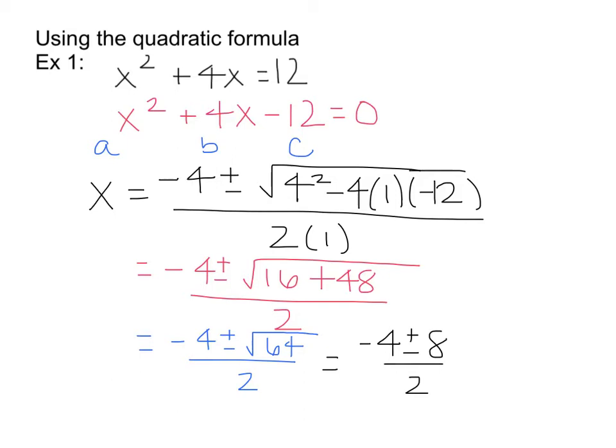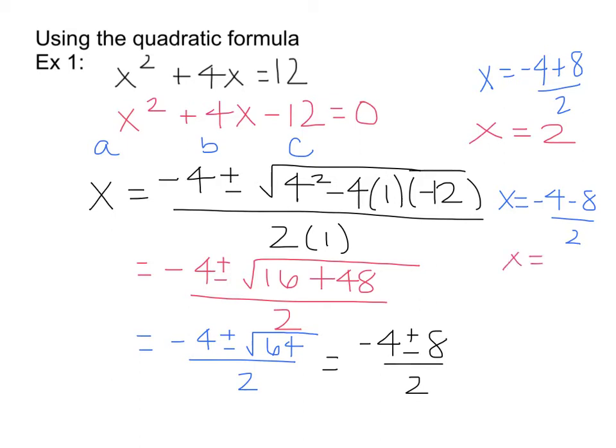And now I need to find out what my two answers are. So my first x is going to be negative 4 plus 8 divided by 2. My second answer is going to be negative 4 minus 8 divided by 2. So negative 4 plus 8 gives me 4, and 4 divided by 2 gives me that x equals positive 2. And then negative 4 minus 8 gives me negative 12. Divide by 2 and you get negative 6. So your two answers are x equals 2 and x equals negative 6.